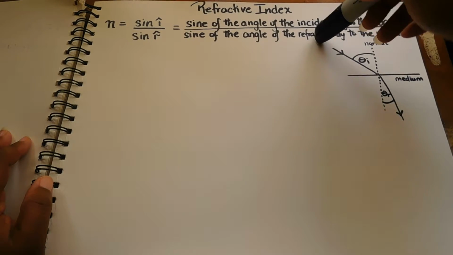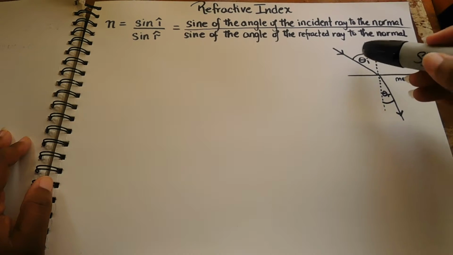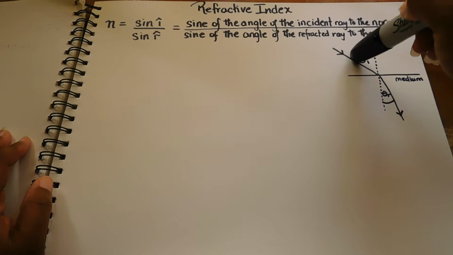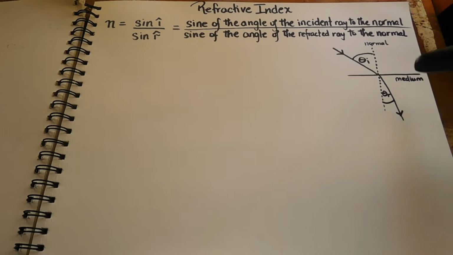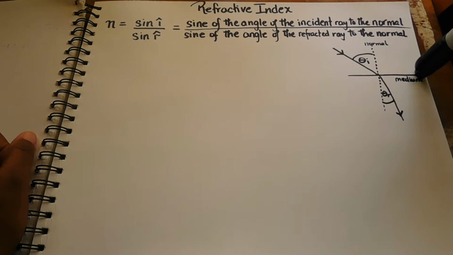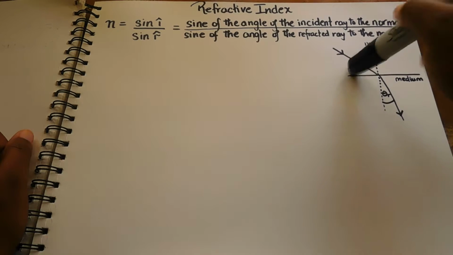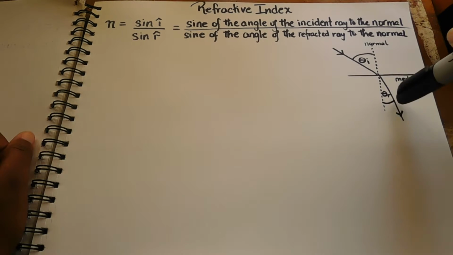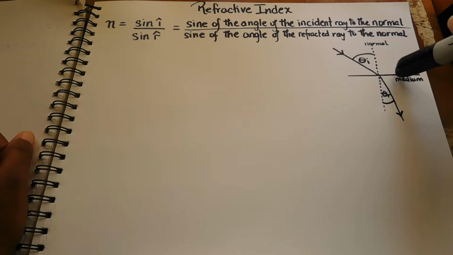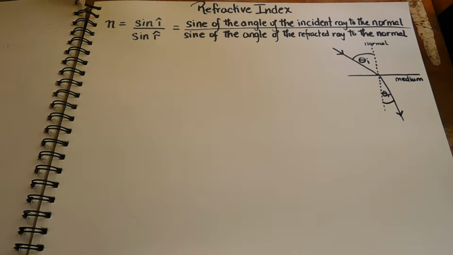And make sure whenever you have an incident ray, that's the actual ray you see. You always measure the angle between the incident ray and the normal, the imaginary line that you draw perpendicular to your medium. Never take the angle between your incident ray and the medium. That's not how it's done. And the refracted ray, the same thing: measure between the refracted ray and the normal, not between the medium and the refracted ray. So always measure them like that.